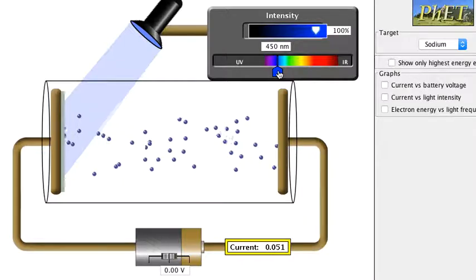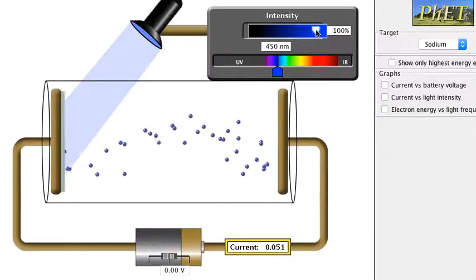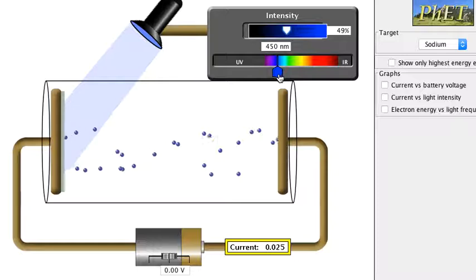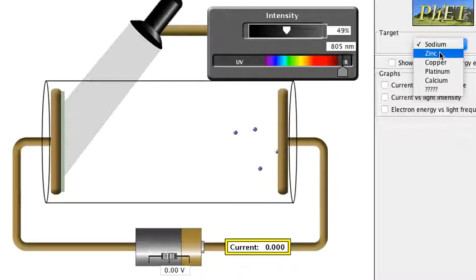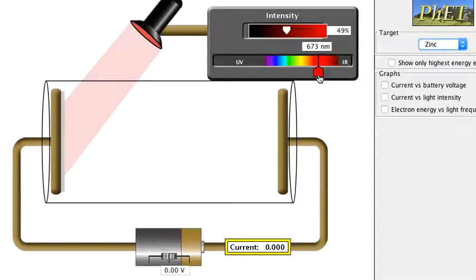So now let's reset it. I'll put the intensity back to 50. I'll go back to the lowest energy, which is IR, and go to something like zinc. If I go to zinc and I go to red, nothing. Those photons do not have enough energy to kick out electrons.